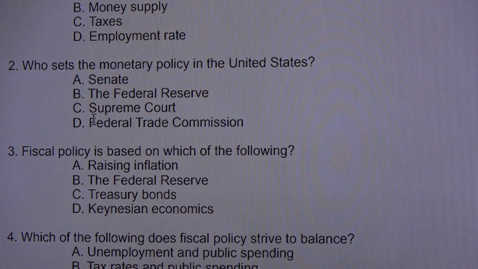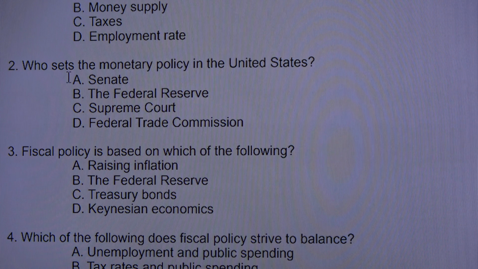Okay, then we talked about fiscal policy and monetary policy. According to monetary policy, which of the following is the main driver in changing economic activity? Is it the exchange rate, the money supply, taxes, or the employment rate? Okay, the answer is B, the money supply. The Federal Reserve is in charge of monetary policy, and the main way that they do that is to control the money supply. They monitor and control how much money is in the economy at any given time.